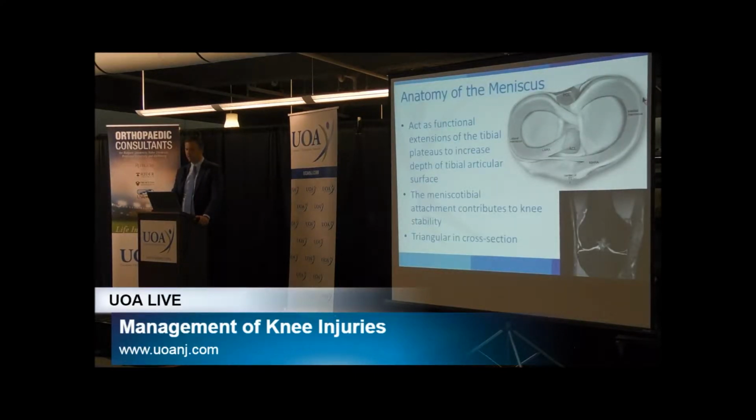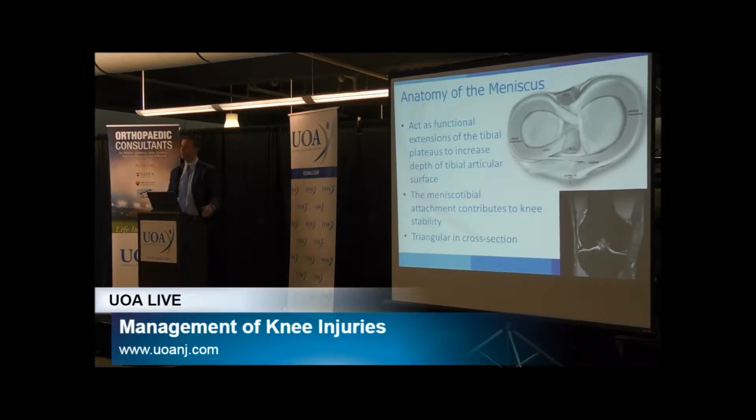As we start understanding the meniscus and talking about repairing them and treating injuries of the meniscus, we have to understand, number one, what is the anatomy of the meniscus? And number two, what's the function that we potentially have to restore after a meniscus injury? So the meniscus acts as a functional extension of the tibial plateau. It deepens the surface of the condyle on the articular surface of the tibia, and in addition to offloading the cartilage and protecting it, it also contributes to knee stability.